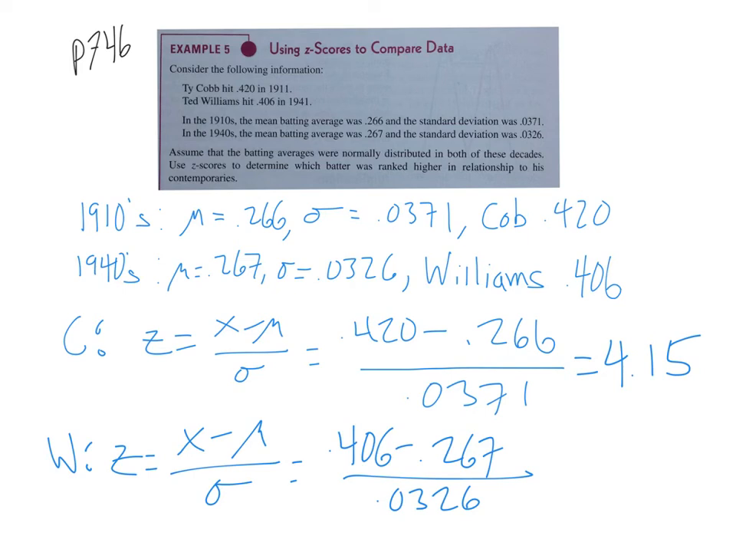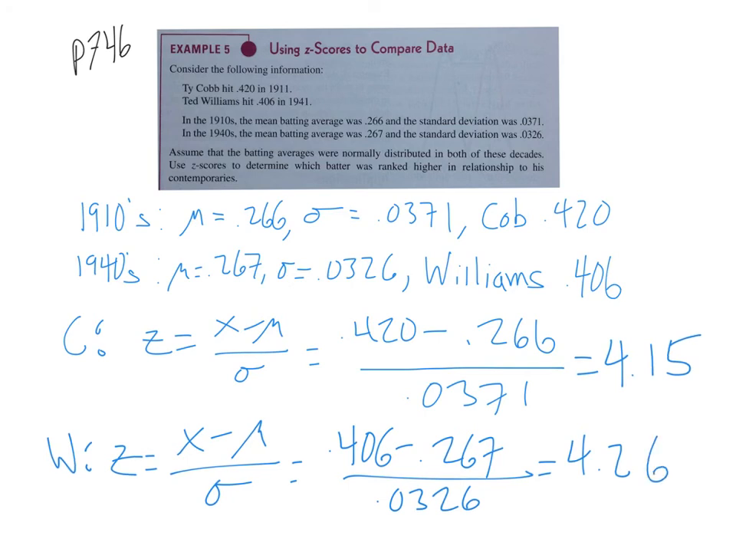You could take this to mean that in the 40s, the batters were all much more alike in their skill rather than spread out as much. Remember, because that's what standard deviation is trying to tell you. It's trying to show you an average distance from the mean, an average spread. So we'll crunch these numbers. 0.406 minus 0.267. Divide that by 0.0326. And I got 4.26.